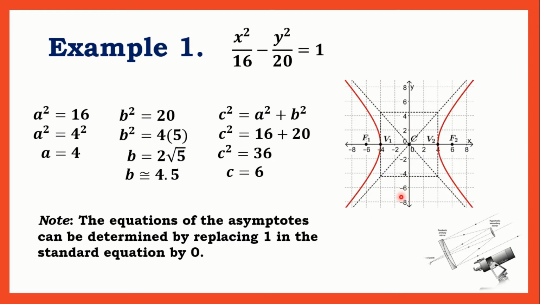The graph shows the corresponding distances: from the center to a vertex is 4 units. From the center to an endpoint of the conjugate axis is approximately equal to 4.5. From the center to a focus is 6 units.